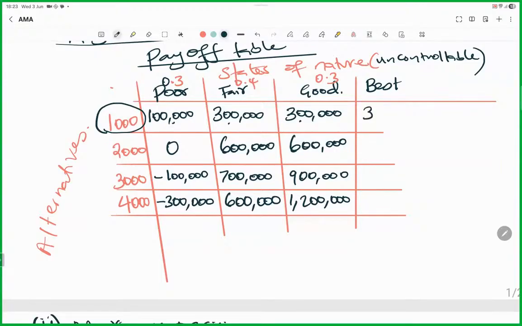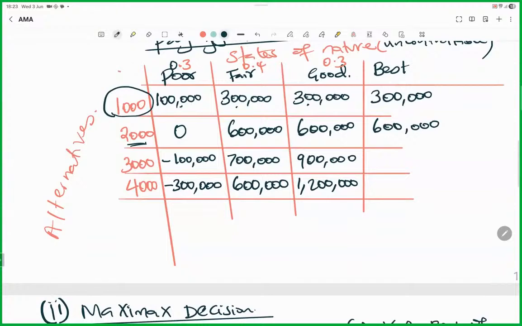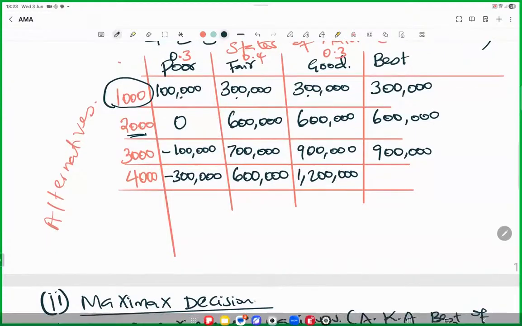The highest is which one here, somebody? So you go to each alternative, choosing the highest. Under this alternative of 2,000, what is the highest? The very highest is which one? 600,000. How about these 3,000? What is the highest? 900,000. How about 4,000? 1.2 million.